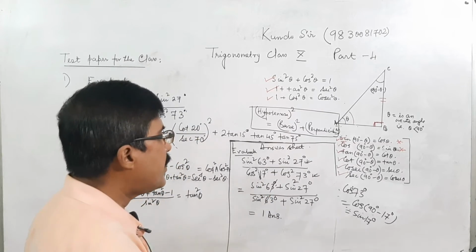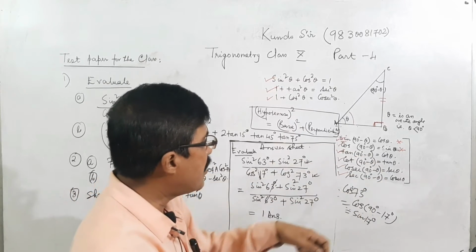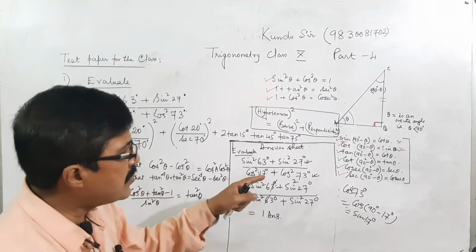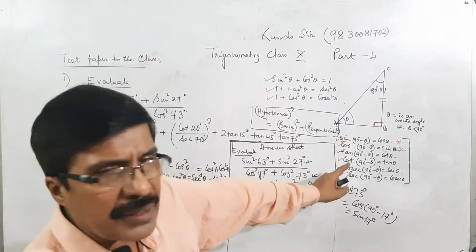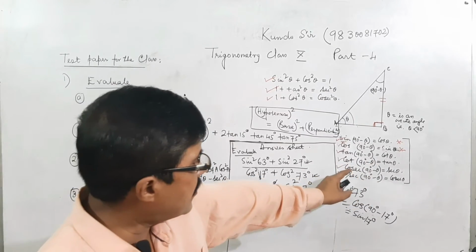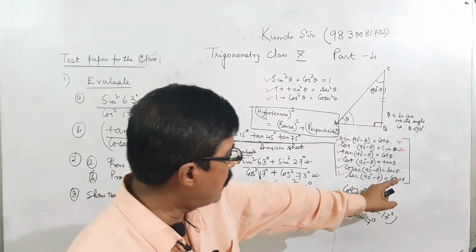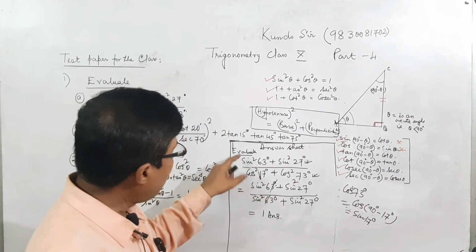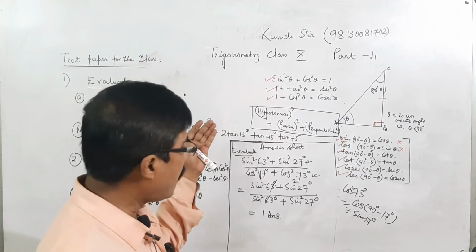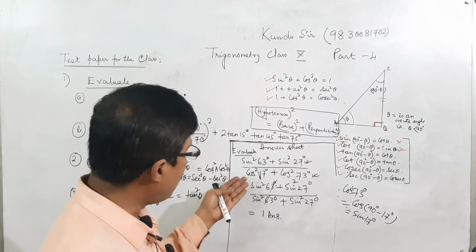Once again I am explaining. Sin 90 degree minus theta equals cos theta, cos 90 degree minus theta equals sin theta, tan 90 degree minus theta equals cot theta, cot 90 degree minus theta equals tan theta, cosec 90 degree minus theta equals sec theta, and sec 90 degree minus theta equals cosec theta. Now we are not changing the numerator. You can change the numerator also, but here we have changed the denominator, and another sum we will do in the other way also.